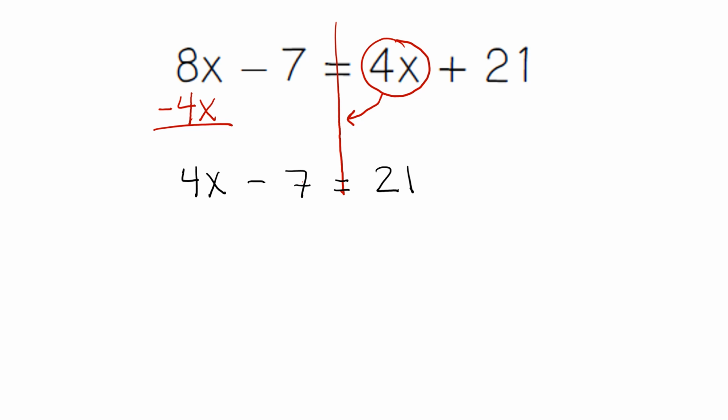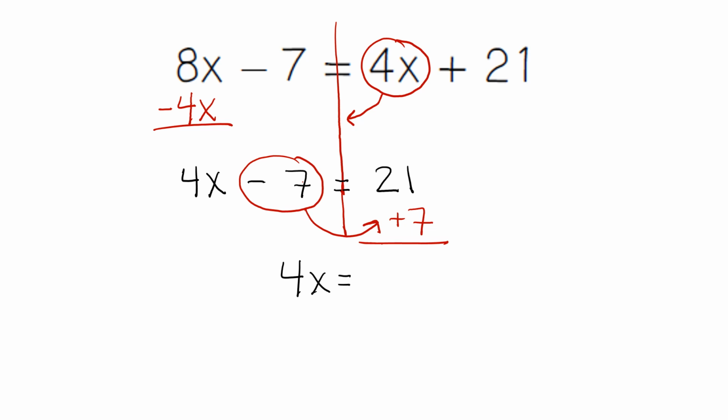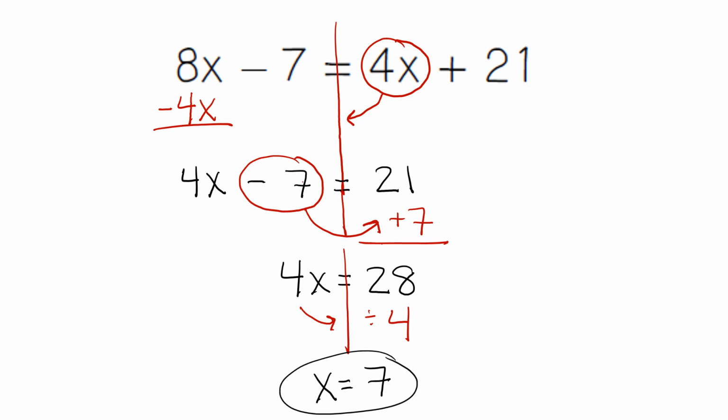We're going to combine the numbers, the whole numbers, on the right-hand side. Meaning we're going to take the minus 7 and we're going to do the opposite. We're going to do a plus 7. The 4x stays the same. We didn't use that. 21 plus 7 gives us 28. And then our last step is to divide. When solving equations, your last step is to always divide. 28 divided by 4 is 7. Our final answer is x equals 7.